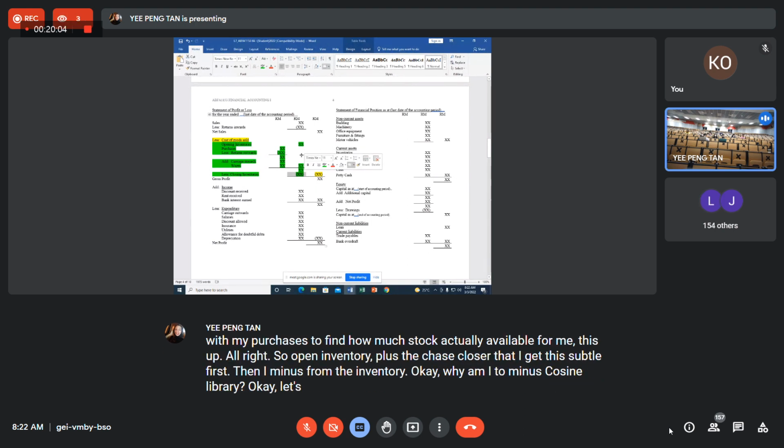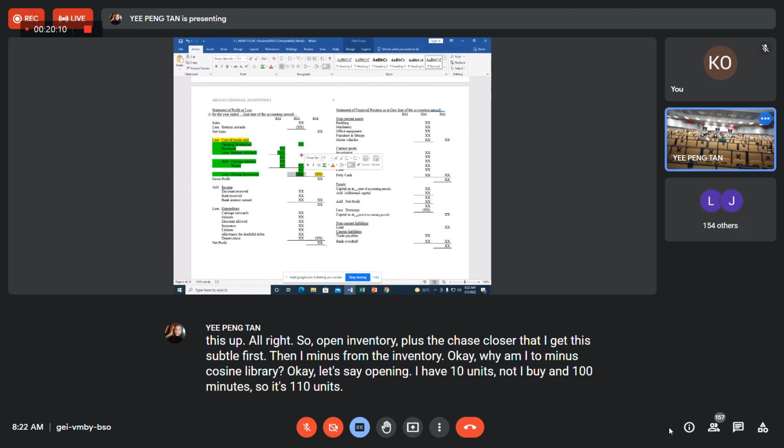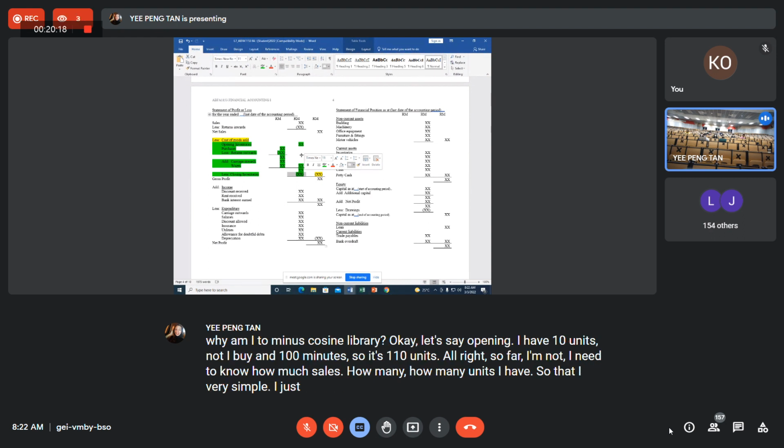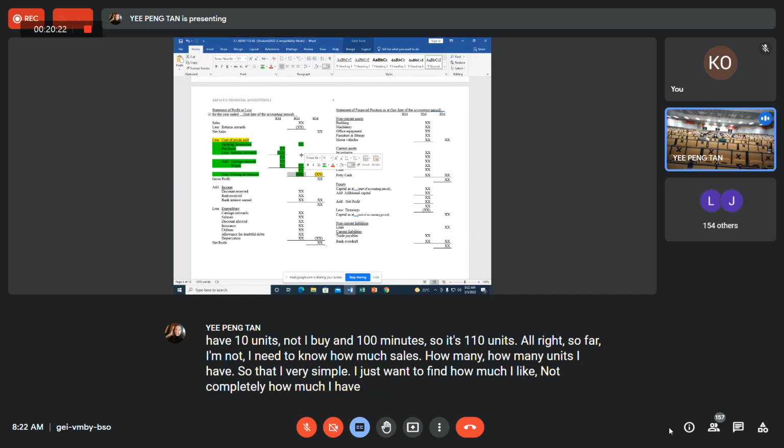Okay, let's say opening I have 10 units. Now I buy 100 units, so it's 110 units. All right. But I need to know how many units I have sold. Very simple, I just want to find how much I left. Closing inventory is how much I left in my warehouse.